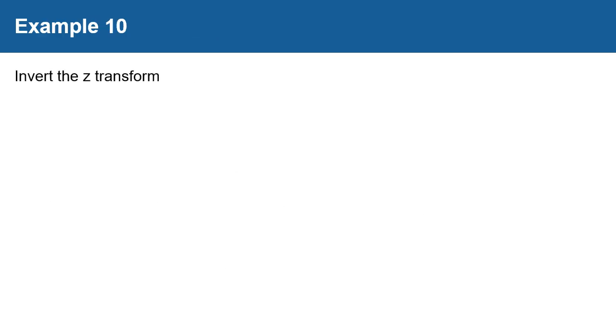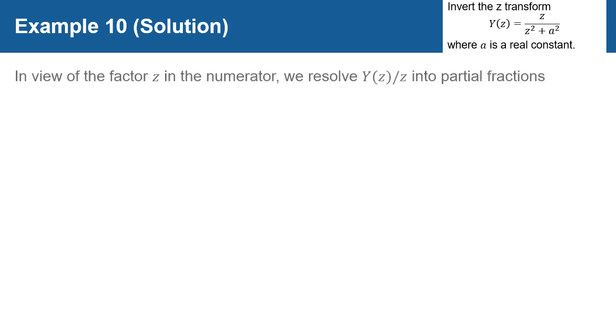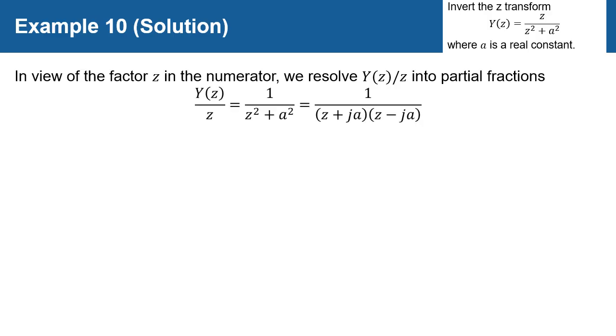Example 10. Invert the z transform Y(z) equal to z over (z^2 + a^2), where a is a real constant. Solution: in view of the factor z in the numerator, we can resolve Y(z) over z into partial fractions. That is now Y(z) over z equal to 1 over (z^2 + a^2), which is equal to 1 over (z + ja)(z - ja).